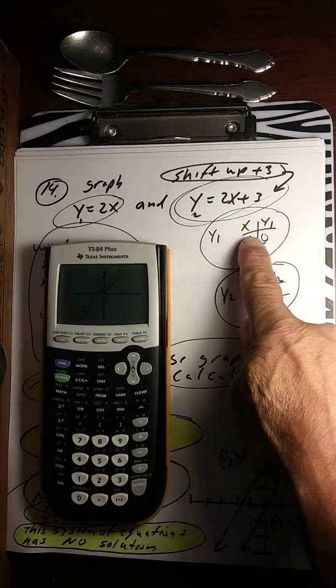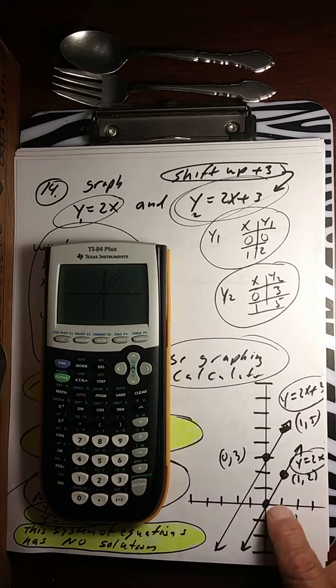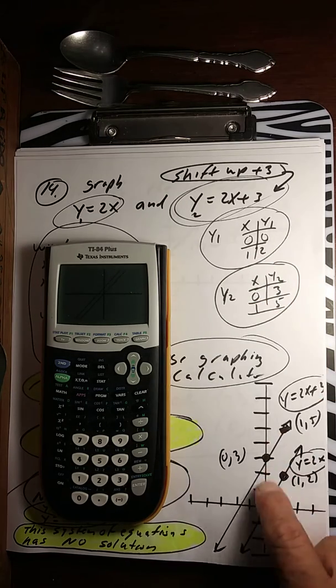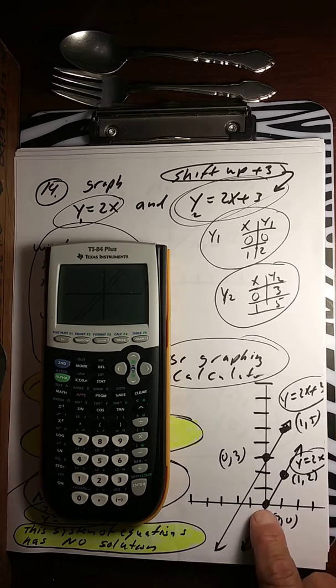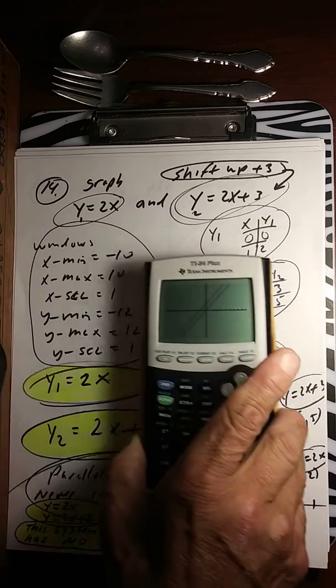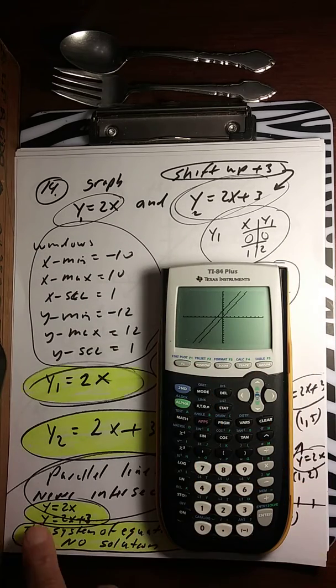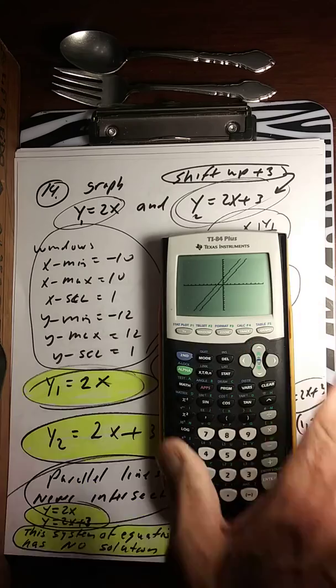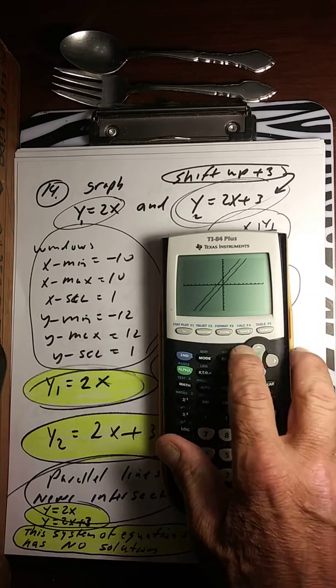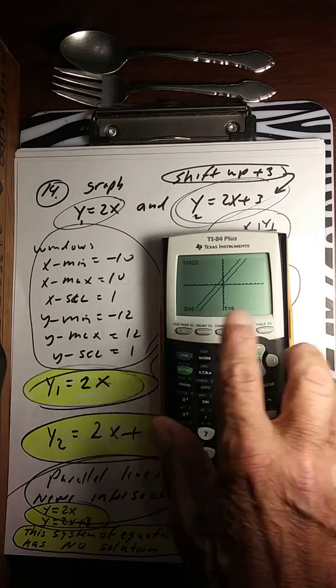Some points on there are 0, 0 in there, and 1, 2 is right there. And the other one has 0, 3 and 1, 5 right there. And they're parallel lines. So that means that this system of equations will have no solution. They'll never intersect each other. So you can use trace if you want, to get some points in there.